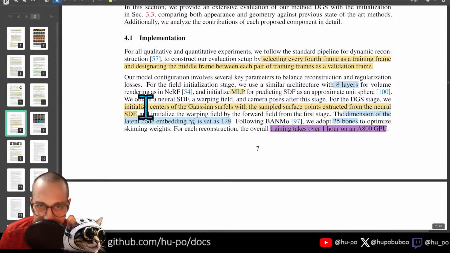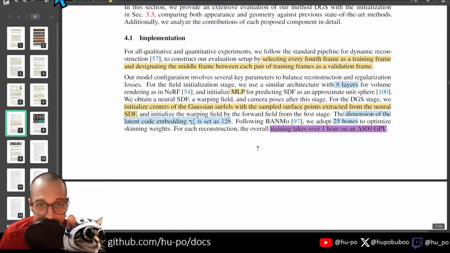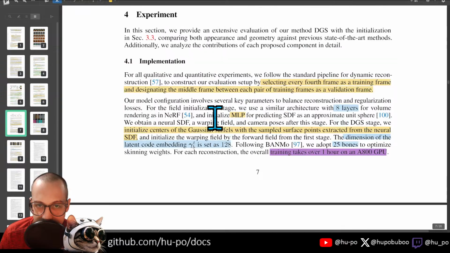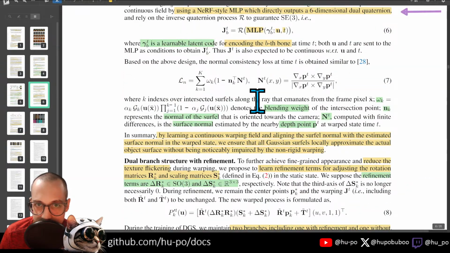What are they using here? Let's go into the implementation. So obviously this is a little MLP. It's going to have 8 layers. This little MLP here has 3 layers, so imagine an 8-layer version of that. The dimension of the latent code embedding is 128. So this is the little extra information that you feed into your MLP. Where is it? Right here.